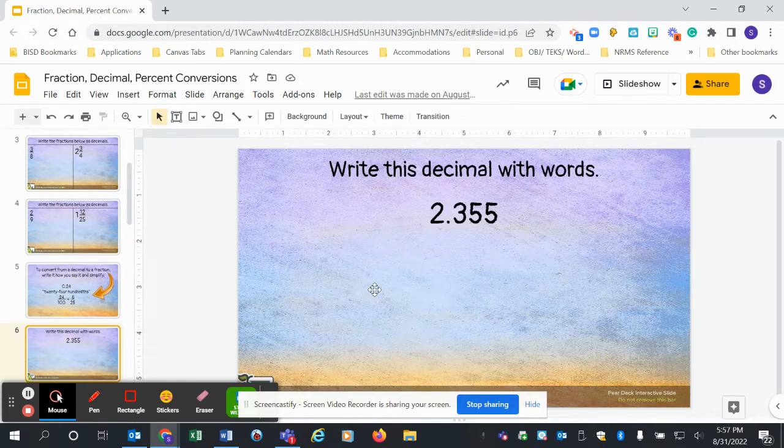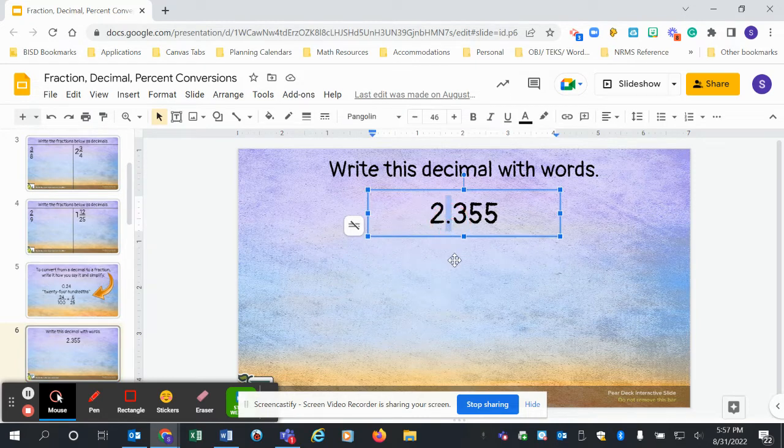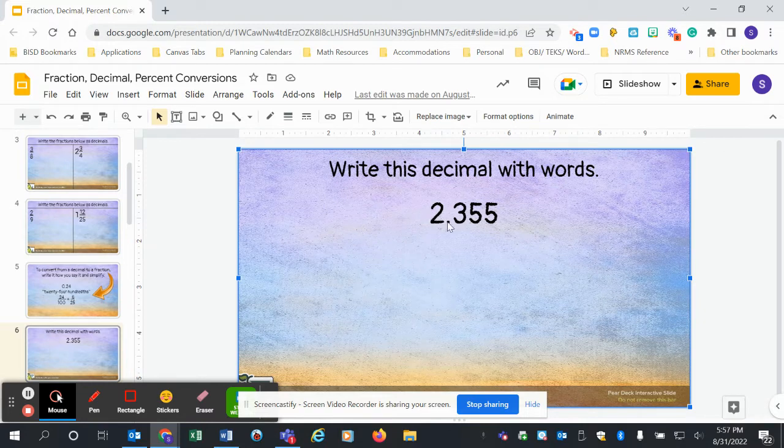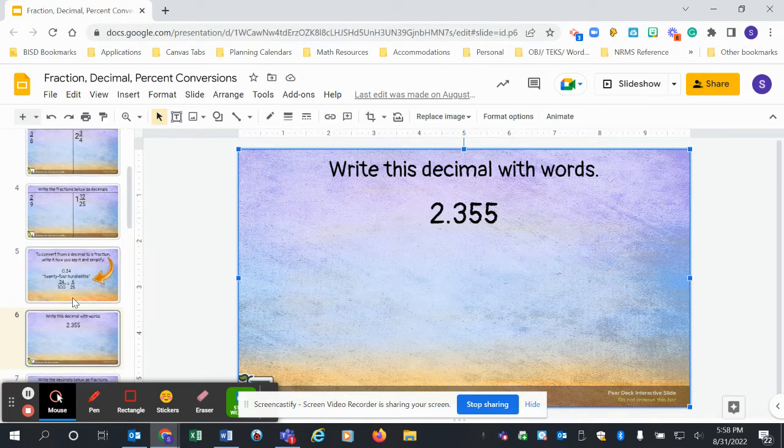Right here, you write the decimal with words. So to do that, you're going to write 2, and then in place of the decimal, you write and. So 2 and then line up these numbers in your place value chart to figure out how to say that using math words. You're not going to write 2.355. You're going to write 2 and then tell me this number with the place value.